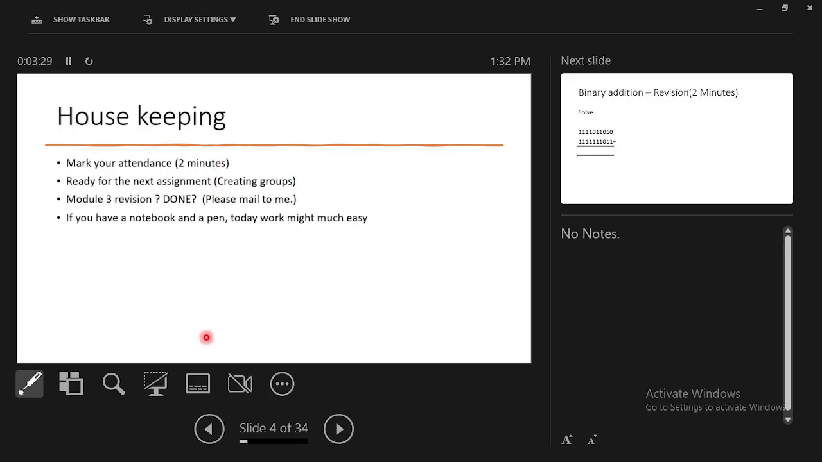Today we have to do a lot of work using pen and paper, because the computer might take much time, since we are mainly focusing on ones and zeros. It might be much easier if you are using pen and paper for today's work.